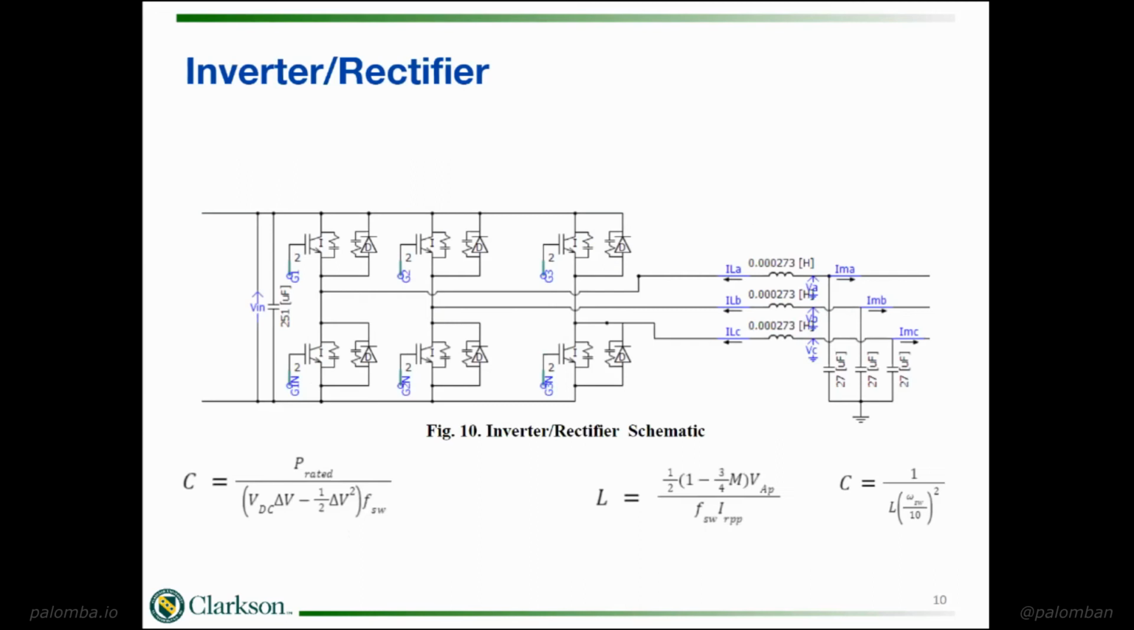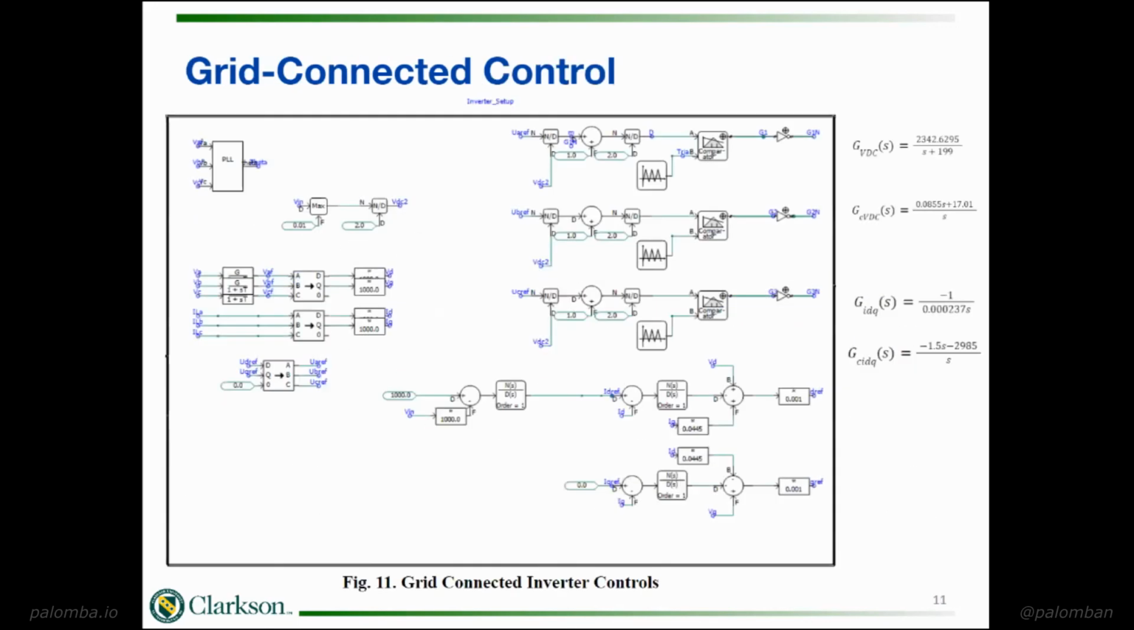So on the next slide, here we have how we modeled the bidirectional inverter. And we got the equations for sizing the different passive components. We got the capacitor on the DC side and the capacitor on the AC side, as well as the inductor on the AC side.